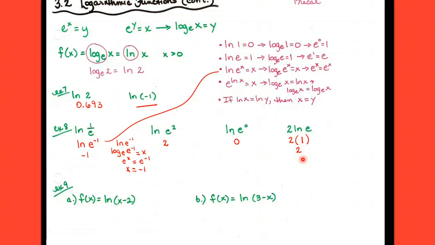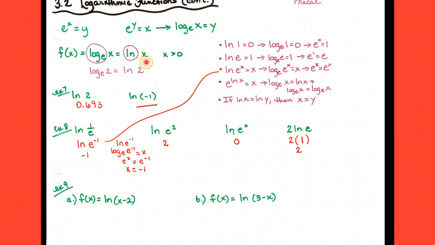All right, look at example 9. Example number 9, they say find the domain of each of these functions. Now, we've talked about the fact that you can't take the log of a negative number or of 0. You can only take the log of a number greater than 0, right? So if I want the domain, I'm going to come down here and say what I'm taking the log of has to be greater than 0. That's what they told me right up here.